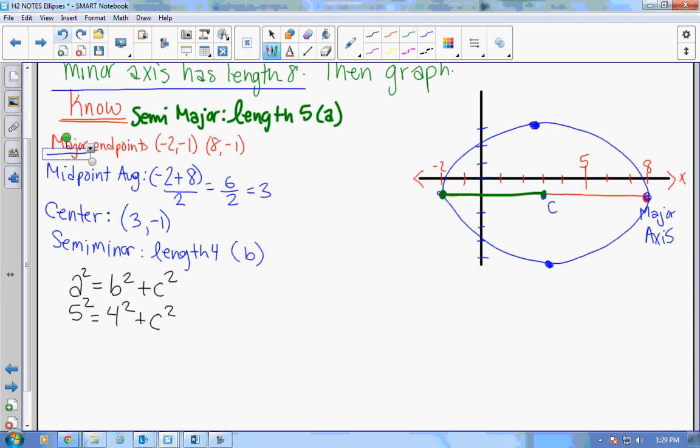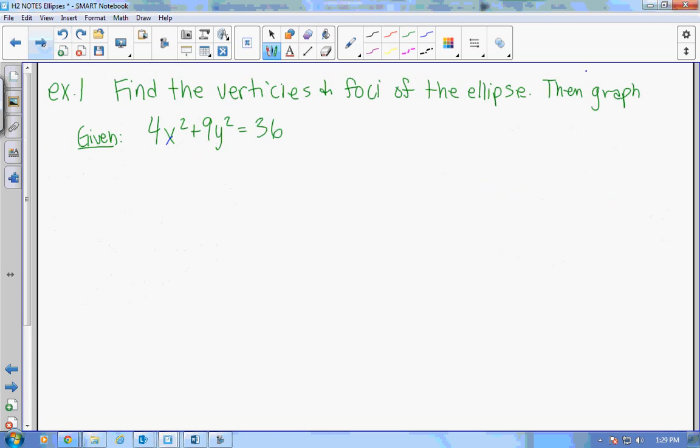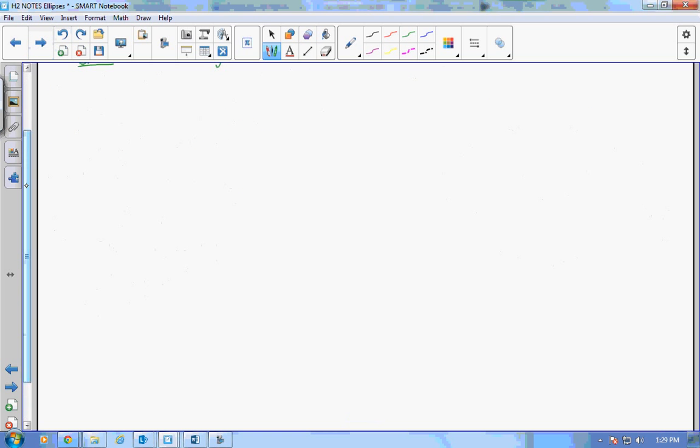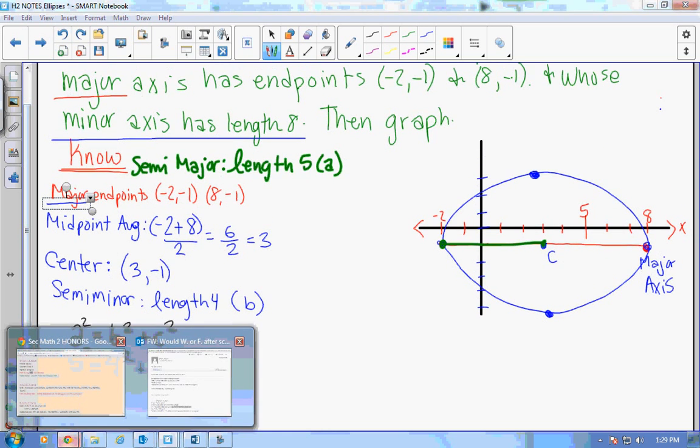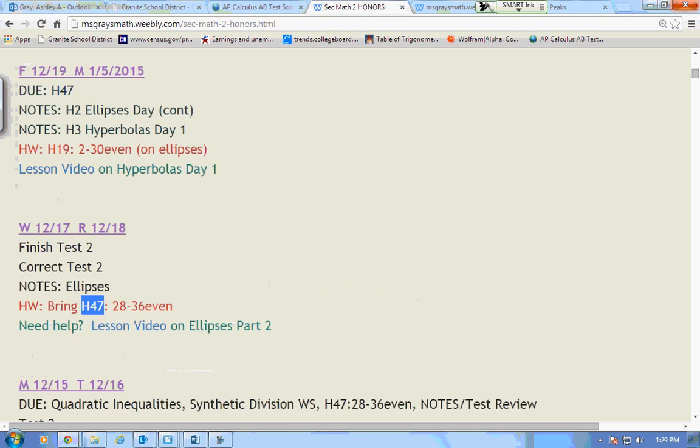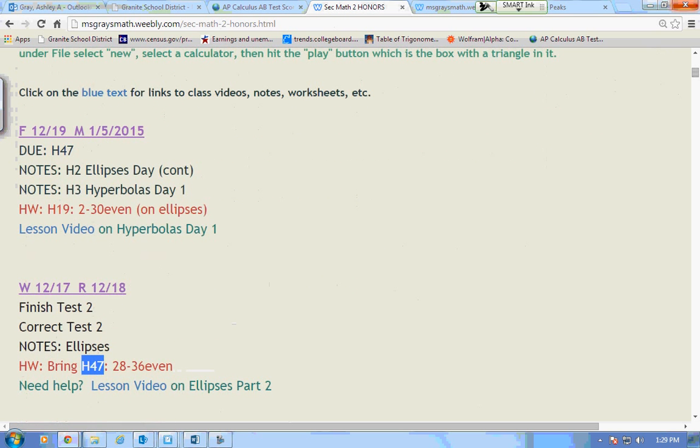Trying to find where I had it. Stand up when you think you know C. Okay, let's see here. Nope, not that one. Okay, Brandon, somewhere on here I have the homework. Right here. Here's your homework, Brandon. But the homework is on ellipses, and you'll want to watch the video on hyperbolas, okay? H19, 2 through 30 even.